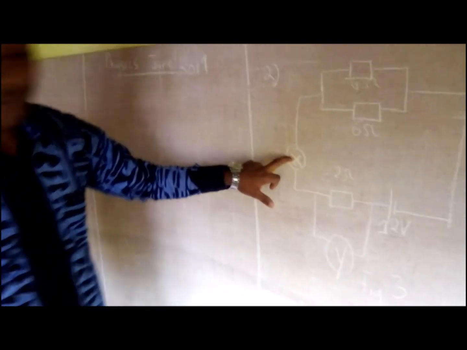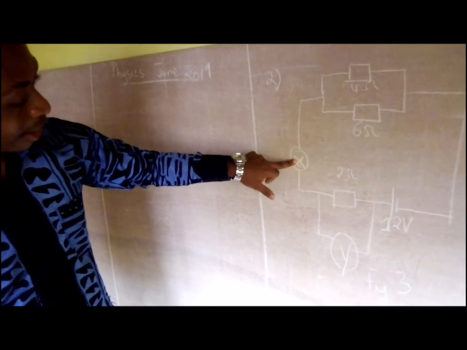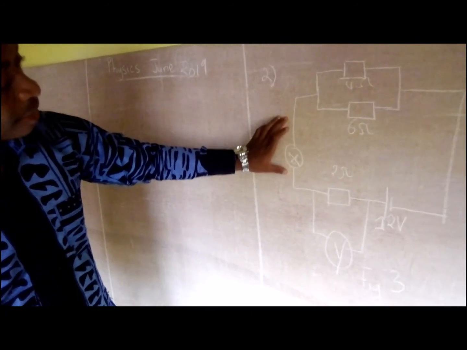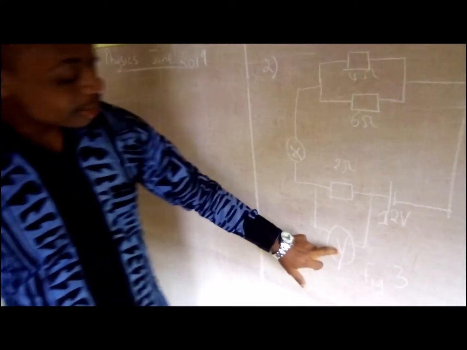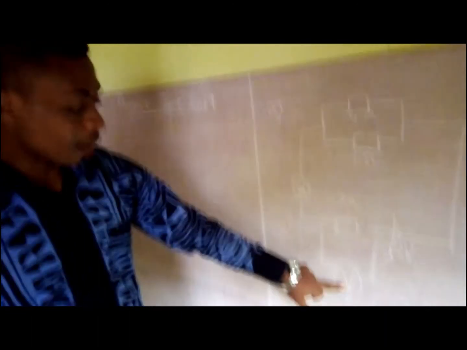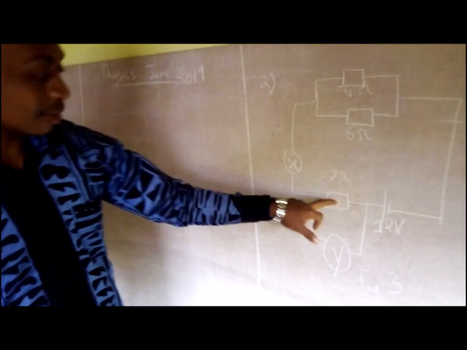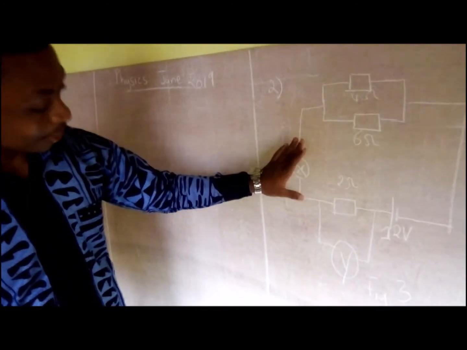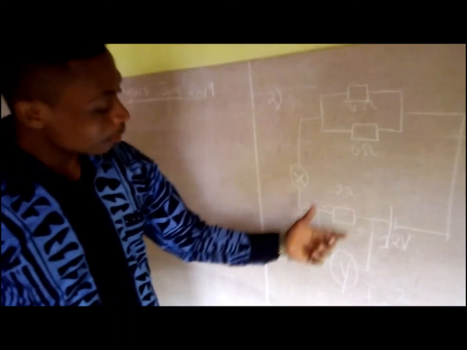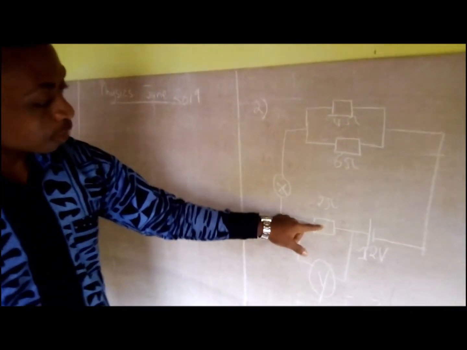So X is the ammeter. Why is X the ammeter? X is the ammeter because it is connected in series to the circuit. Y is the voltmeter. Why? Because it is connected in parallel to the resistor. So X is used to measure the current in the circuit, and Y is used to measure the potential difference across this resistor. So this question usually comes in the GCE.